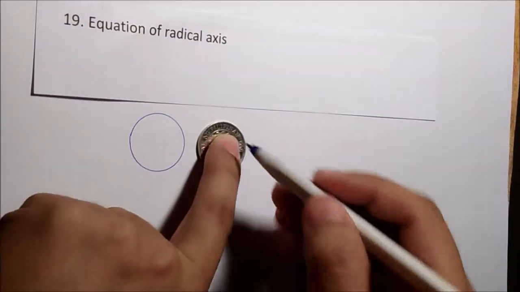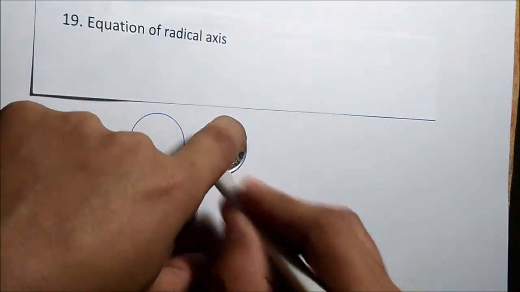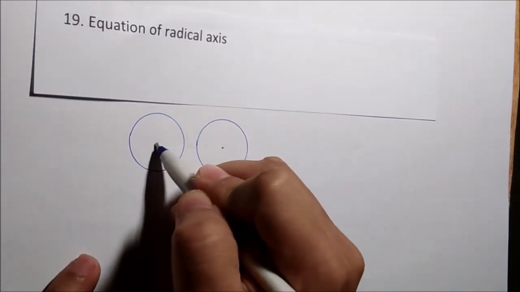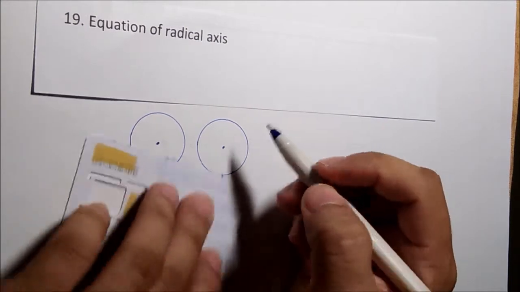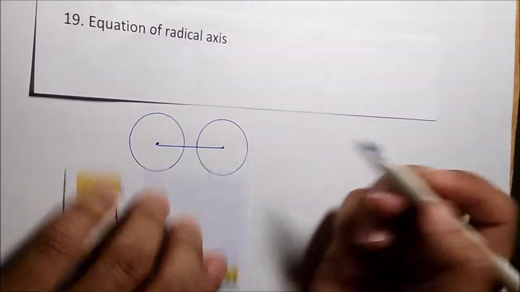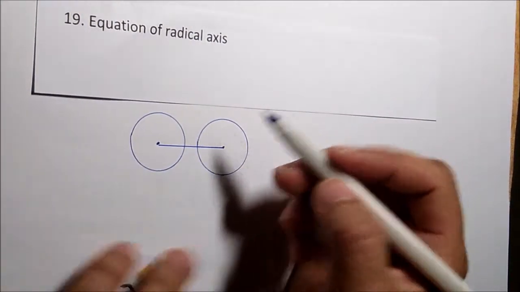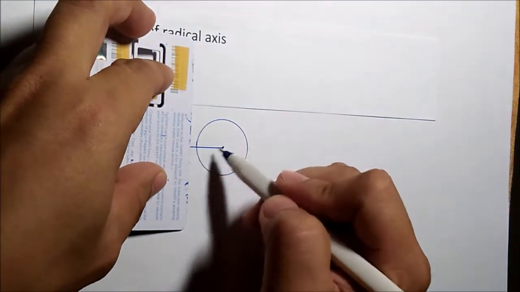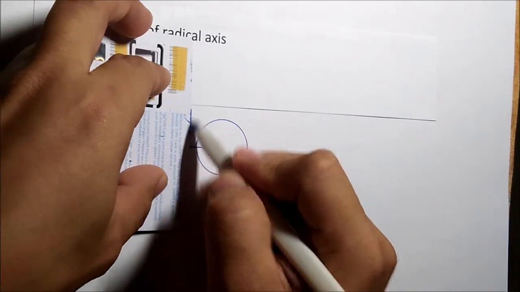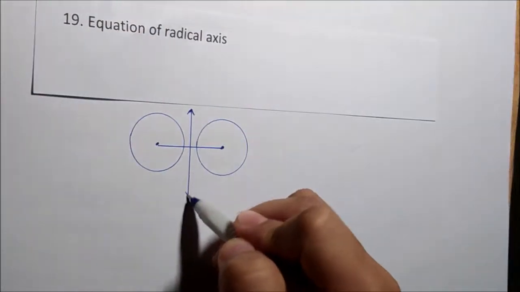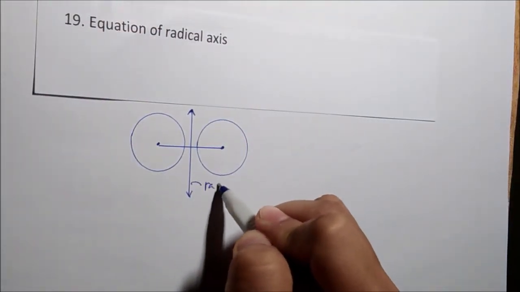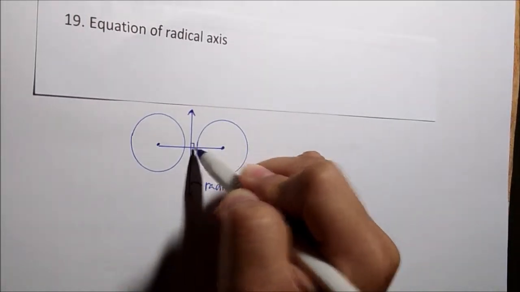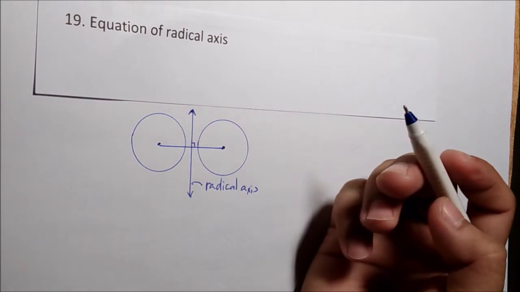We have two circles, and of course we have the centers. If we connect the centers of these two circles, the radical axis is the line perpendicular to this line connecting the two centers. So this is the radical axis. This is perpendicular and located at the midpoint.